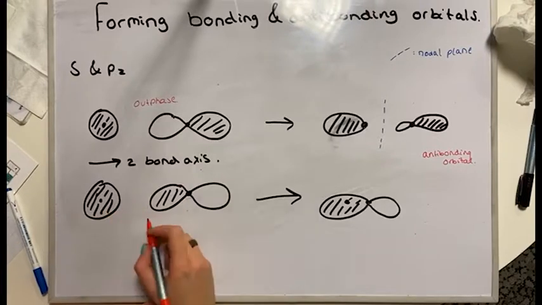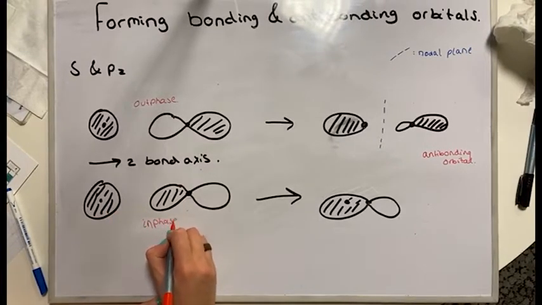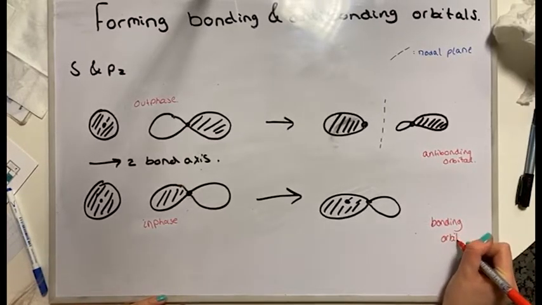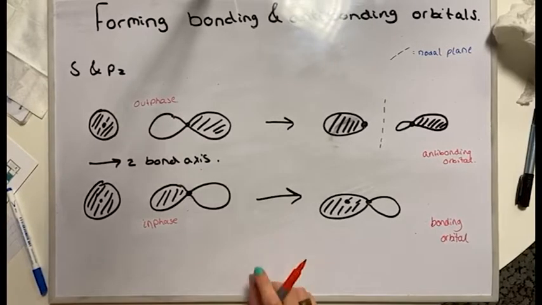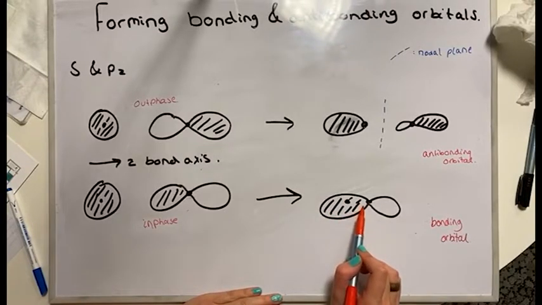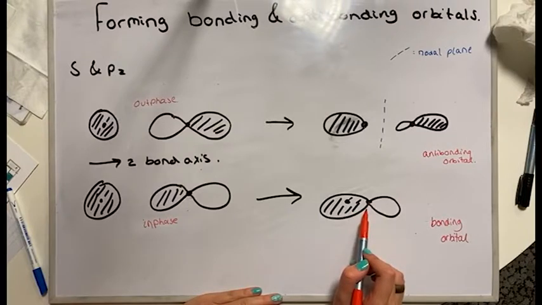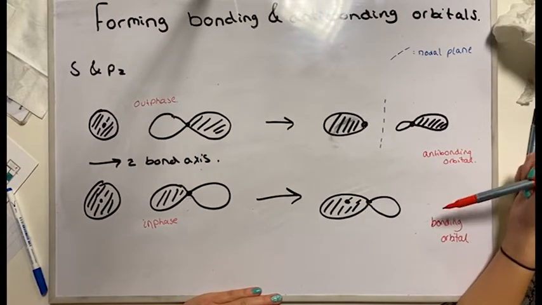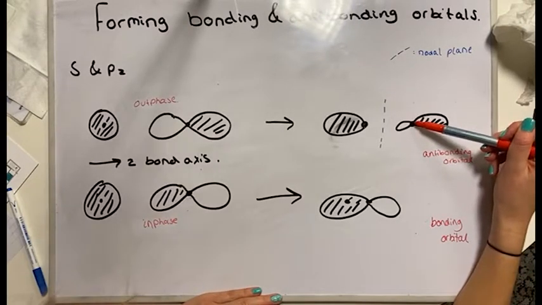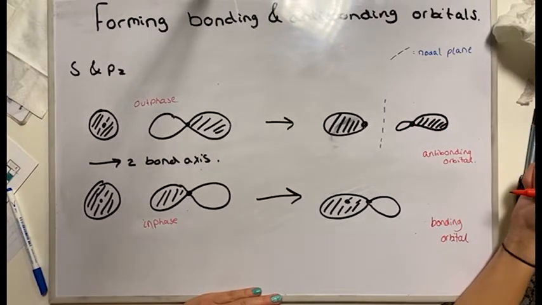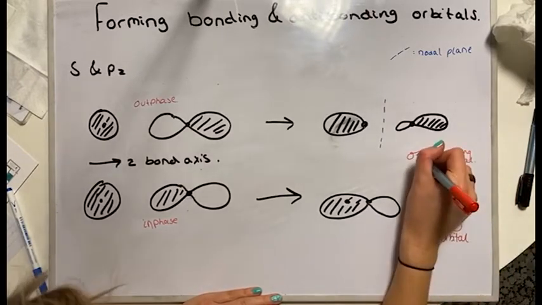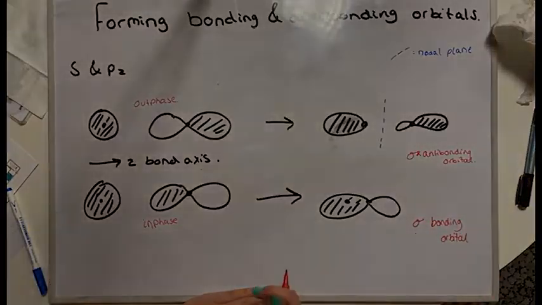If we look below, these you can see are in phase and therefore create a bonding orbital. You can see here that the s and p orbital have overlapped to form a molecular orbital. And going back to whether this is a sigma or pi bond, if we're on the Z bond axis and we look above and below, there is no change in sign. Therefore, it's a sigma anti-bonding and bonding orbital.